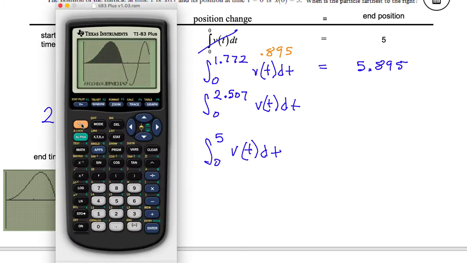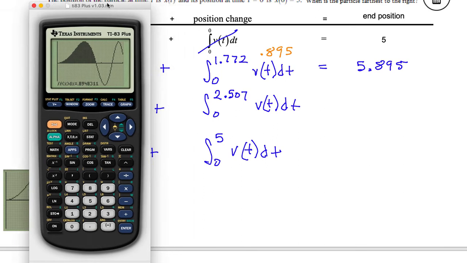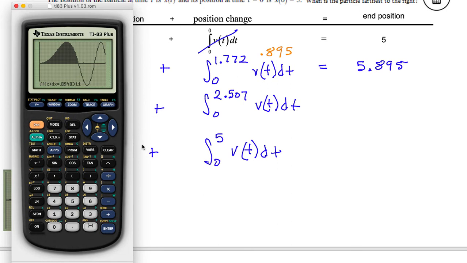What if I instead did second trace 7, 0, 2, and I don't use a, I actually type in 1.772. What would my answer be in that case without using a stored variable? My answer will still be 0.895. So it doesn't affect anything. Well, at least to 3 decimal places, right? Let's go ahead and do this one.